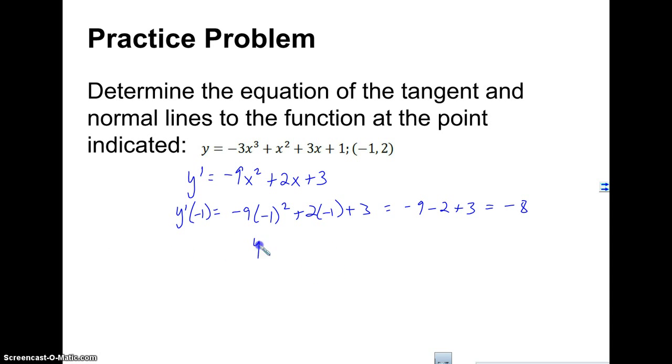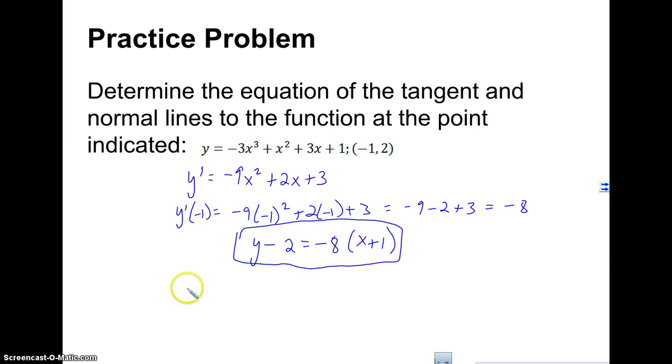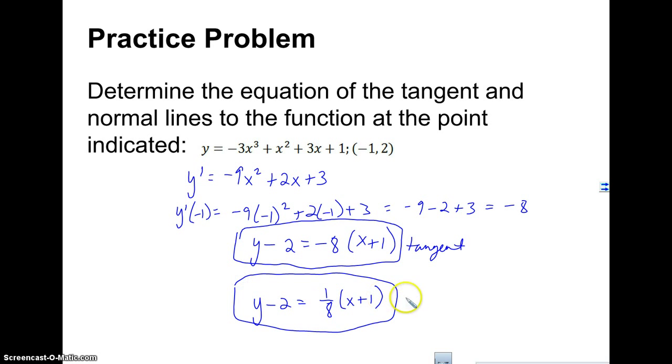So y minus 2 equals negative 8 times x plus 1. And you can actually leave it this way. This would be the tangent, and the normal would use the slope 1/8. And that's the normal line.